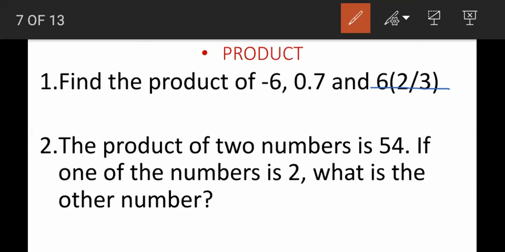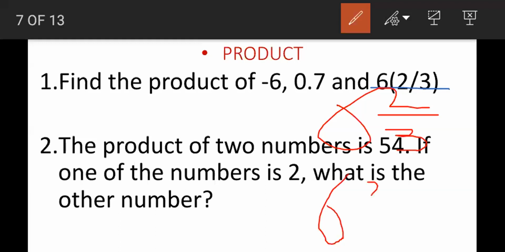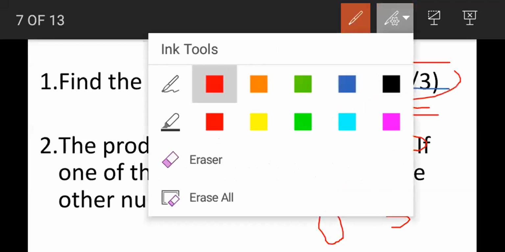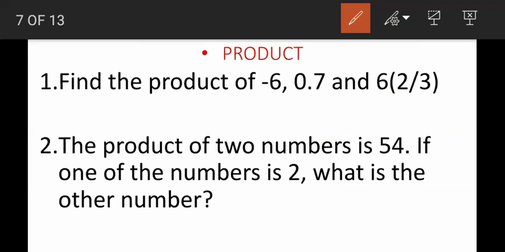What I mean here is 6 whole number 2 over 3. That was what I mean. That is what he said. So the question says that find the product of minus 6, 0.7, and 6 whole number 2 over 3.